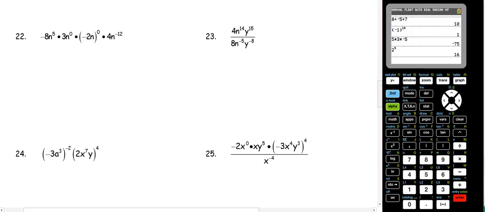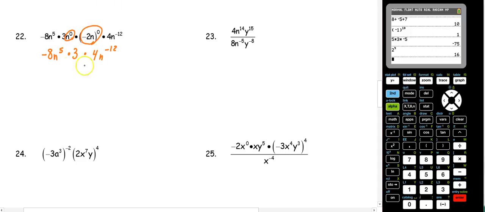Number 22, now it's starting to mix in some of the things we talked about the day before. So first, let's see, is there any 0 exponents that I can simplify to 1? So I have n to the 0, which is 1 here, and negative 2n in parentheses to the 0. So those things both become 1. So I'm left with n to the 8, n to the 5th, times 3, times 4n to the negative 12th.